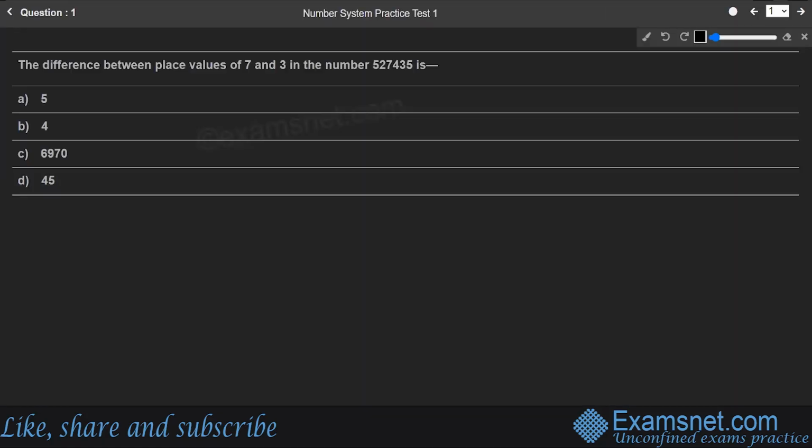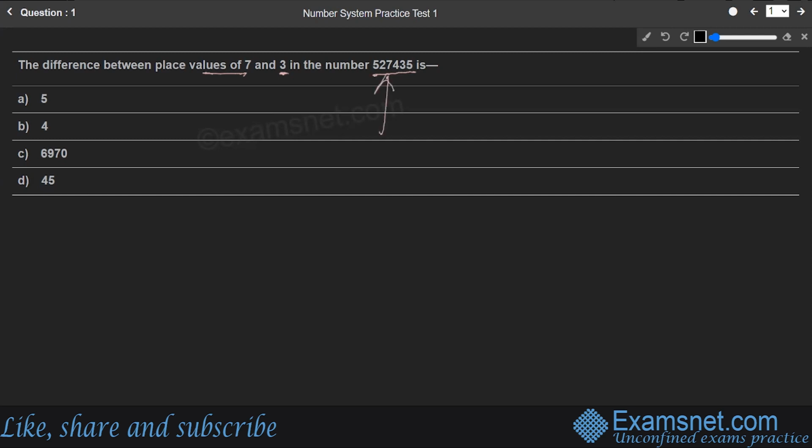Okay, so the first question is the difference between place values of 7 and 3 in the number 527,435. That is 5,27,435. So first of all, see the place value of 7. Which is the place value of 7? If you see, this is where the 7 is located.